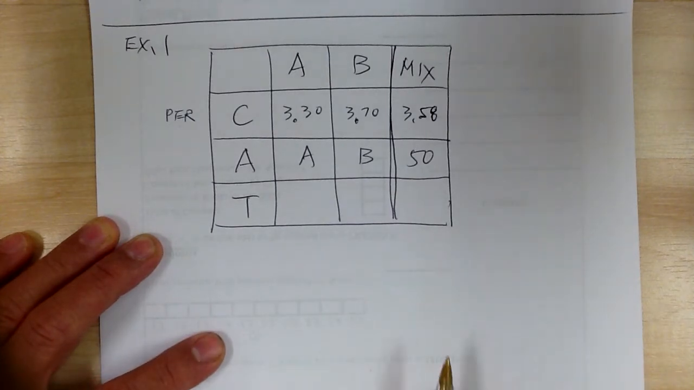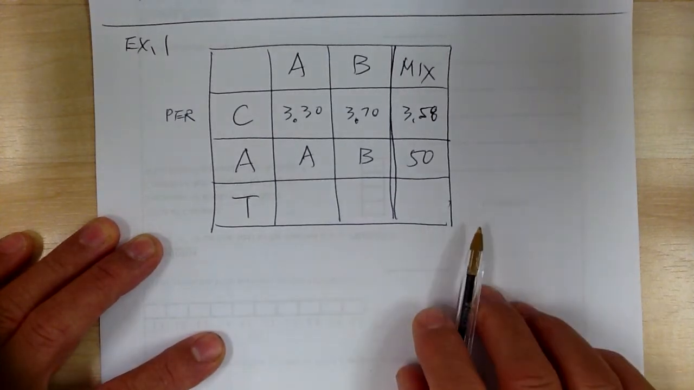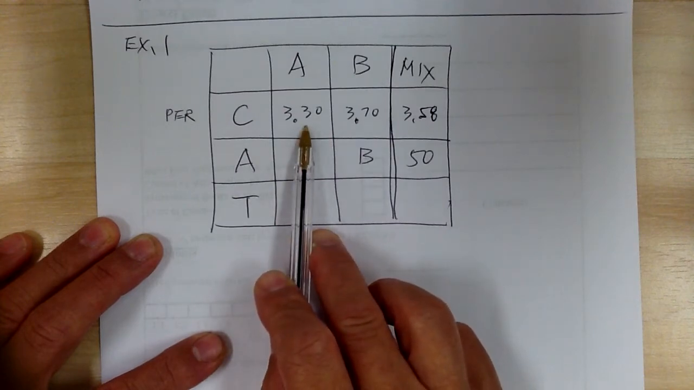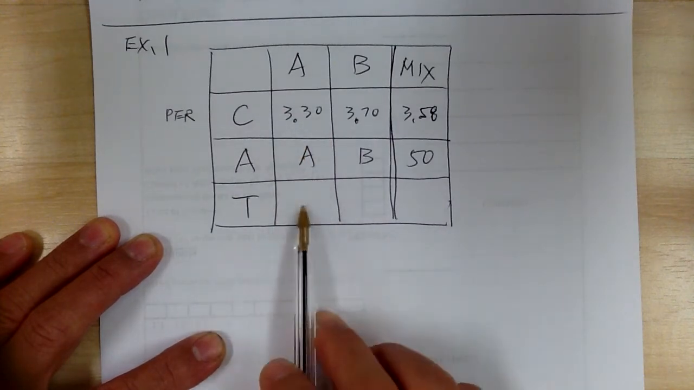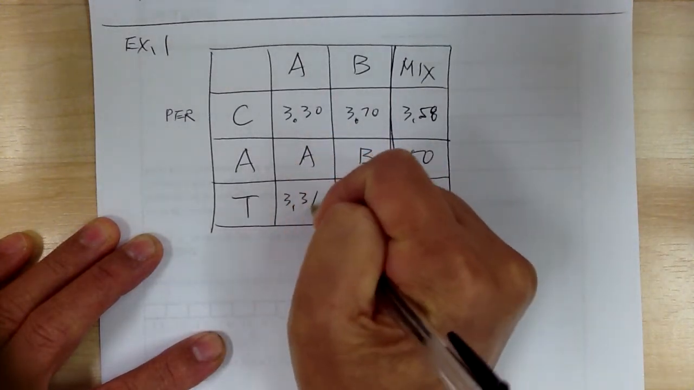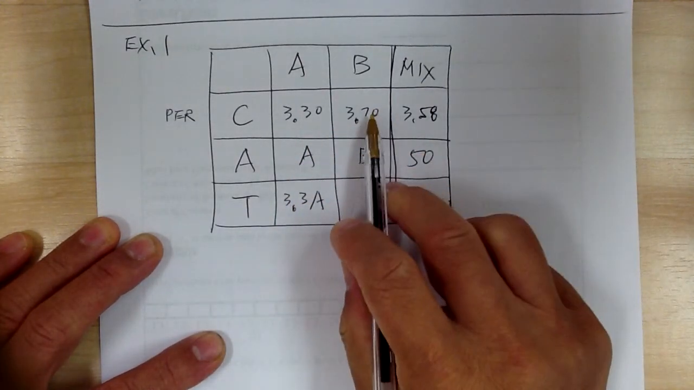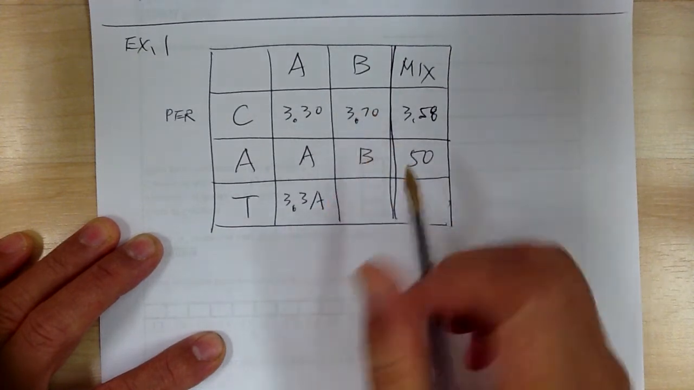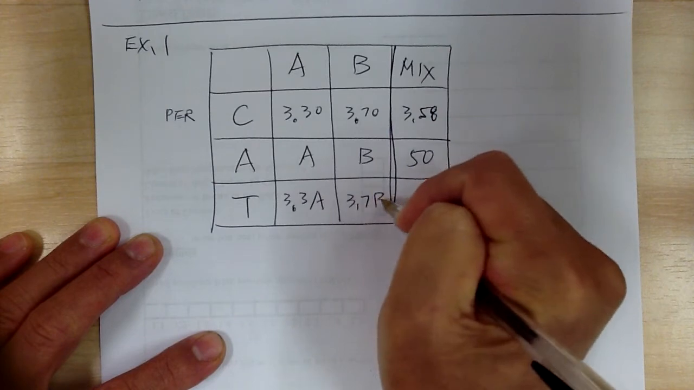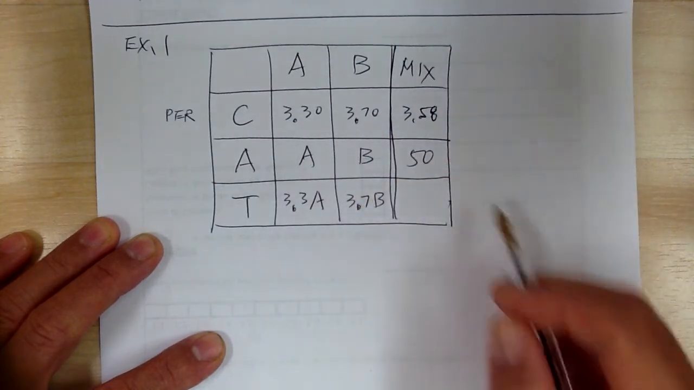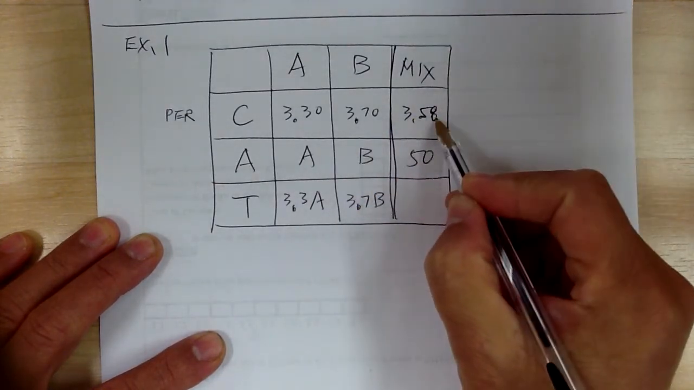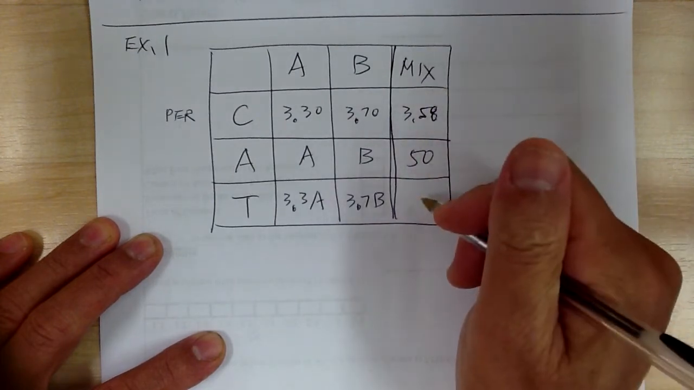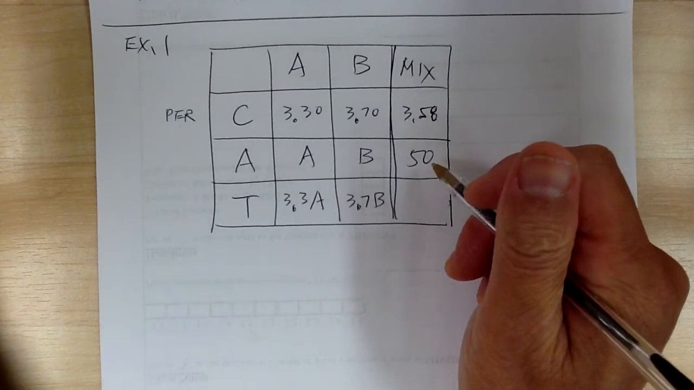Okay, now the next thing we're going to do is finish up the table. So you have 3.30 per pound times the number of pounds, which will give you the total. So it'd be 3.3A. Brand B is 3.70 per pound, and you multiply by the number of pounds, and it will give you the total cost. And the mix, again, same thing. You got 3.58 per pound, and you got 50 pounds. So the total would be, again, you get your calculator and you multiply out.